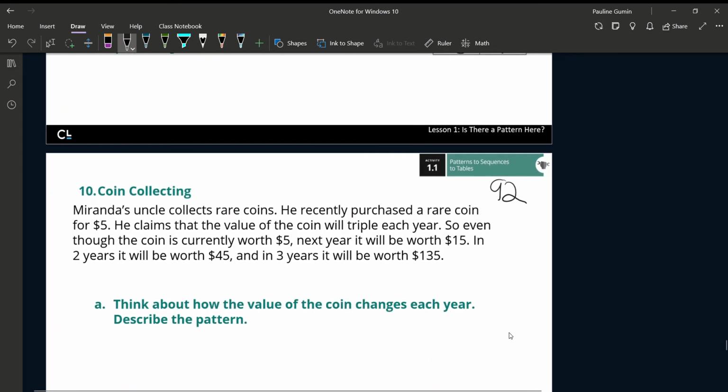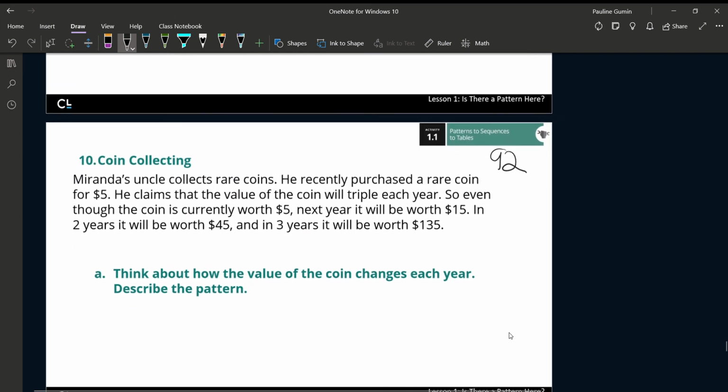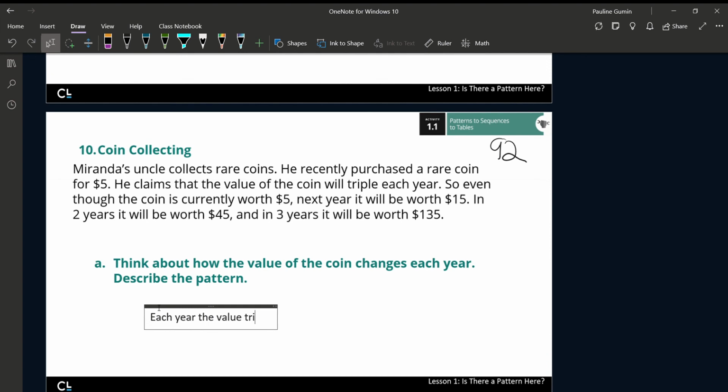Last one, coin collecting. Miranda's uncle collects rare coins. He recently purchased a rare coin for $5. He claims that the value of the coin will triple every year. So even though the coin is currently worth $5, next year it'll be worth 15, then 45, and then 135. So what's the pattern? You kind of gave it away, word problem. We triple. Each year, the value triples.